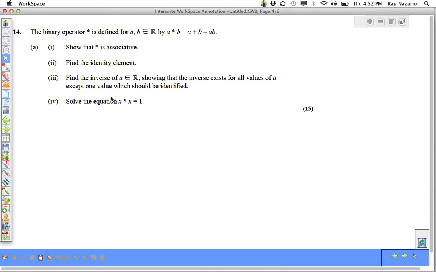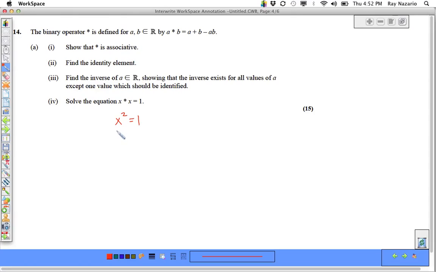So we're going to solve x star x equals 1, or x squared equals 1. So we're trying to solve for x that satisfies this equation. You may be tempted to bring everything to one side and to find difference of squares. Let's see what happens. So x star x equals 1.